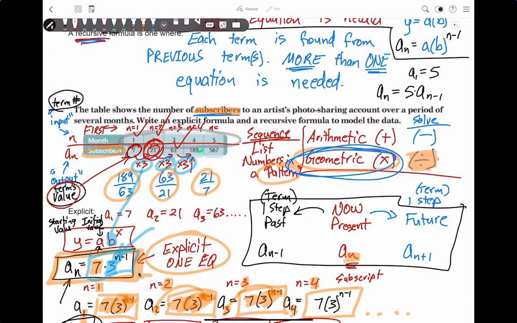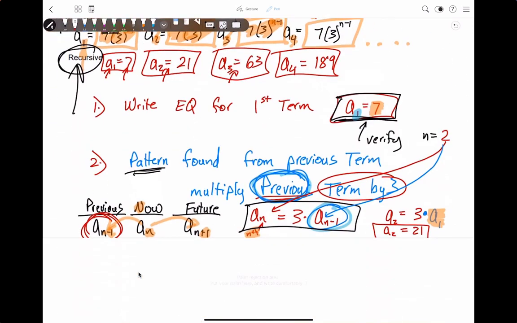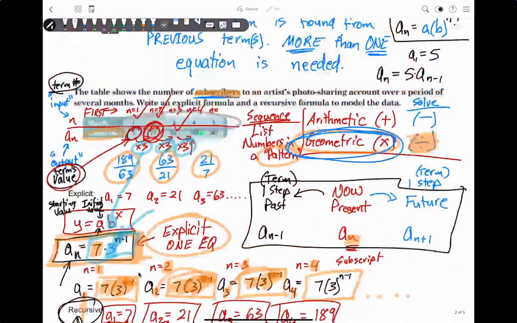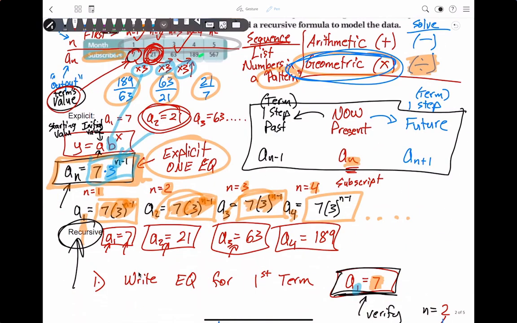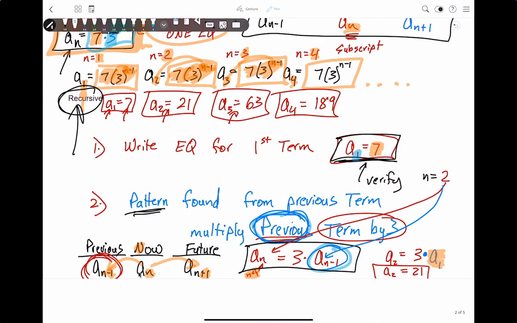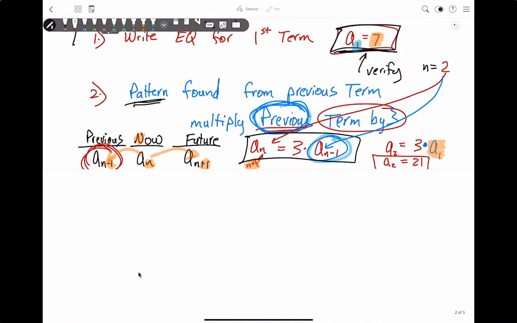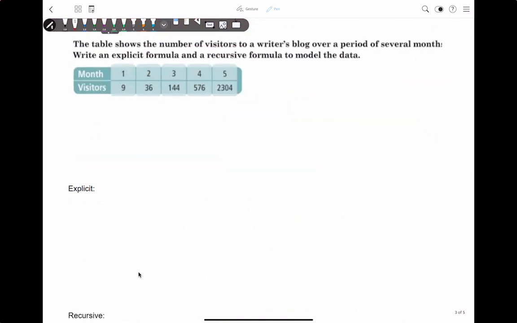A sub 2 is equal to 21 right here, and also in the table right there. That's how you're using the recursive versus the explicit. If you need to rewind or pause, please do so just to make sure that you got the difference between the two, okay? All right, let's move on to more examples.